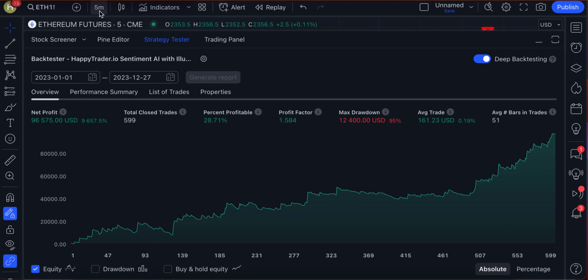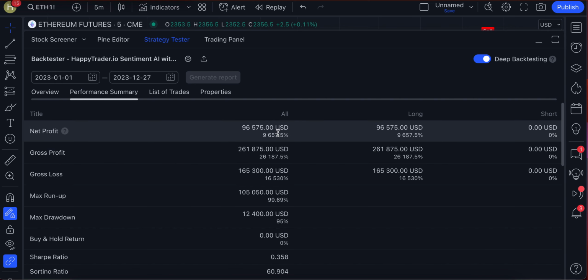Now, this is pretty cool. On the 5-minute chart, only 599 total closed trades for the entire year of 2023, and that is pretty crazy because I know a few traders that are certainly putting on this many trades per week and aren't doing 9,000%. But we do have our performance summary, and you can see where everything's broken down.